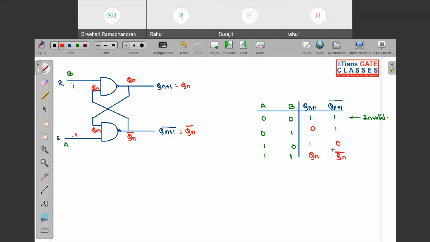Now I told you this concept. Look at that input. When you apply 1 at A, you go to set state, and when you apply 1 to B, you reset state, because this is reset state, this is set state, and this is your hold state. So that means your A is your set input and B is reset.